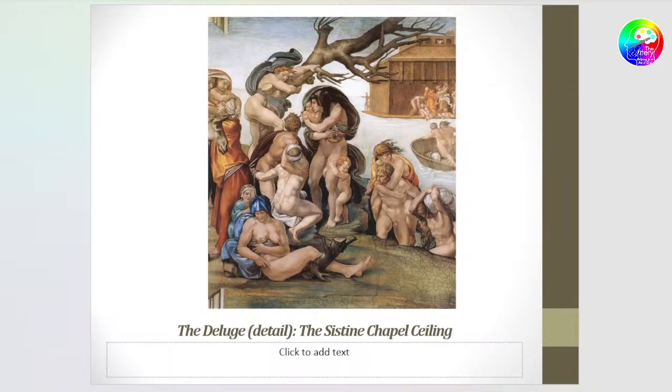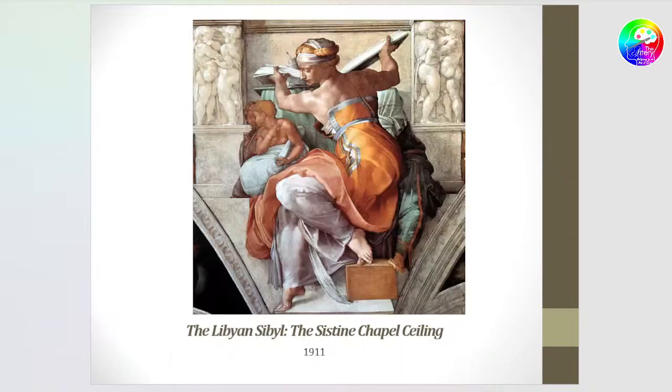The Deluge, a detail of the Flood, which is part of the Sistine Chapel ceiling, and the Libyan Sibyl, which is part of the Sistine Chapel. Look, I mean, everything's painted, isn't it? Just wonderful.